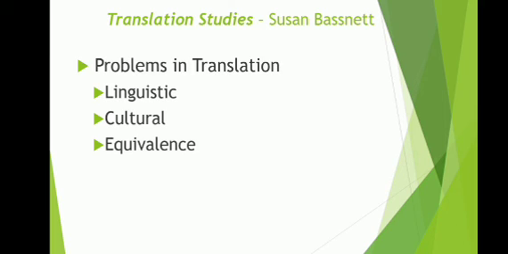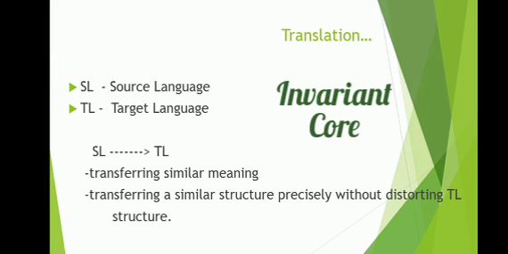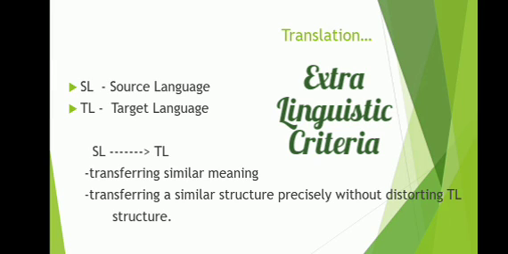So, in the process of translation, there are problems with regard to linguistic features, cultural aspects, and equivalence. Surpassing all these difficulties stands a good translation that renders the SL into TL in an appropriate way, keeping intact the invariant core of the text. So, to conclude, translation does not only involve the transfer of meaning contained in one set of language signs into another set of language signs, but also a whole set of extra linguistic criteria.